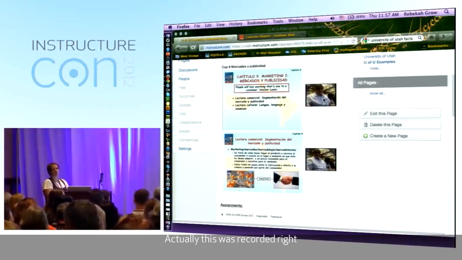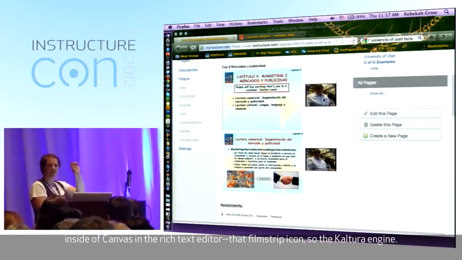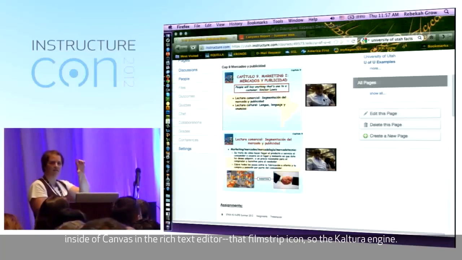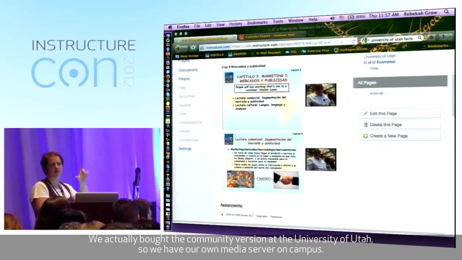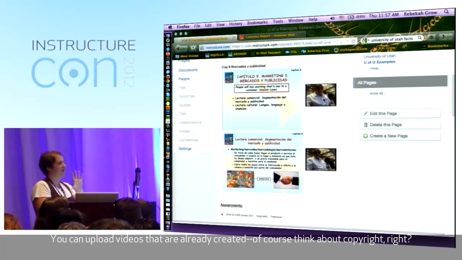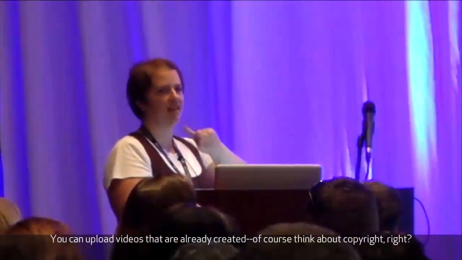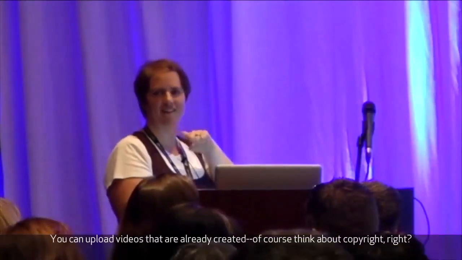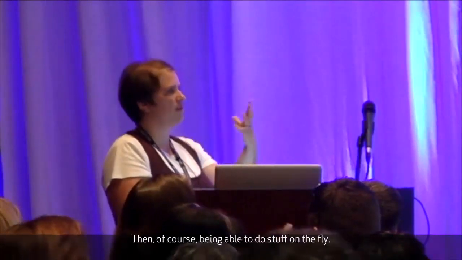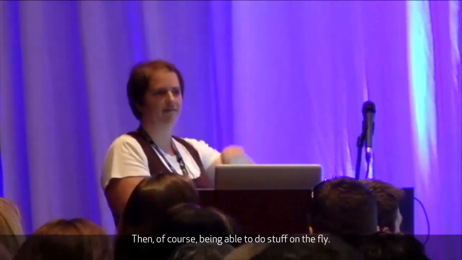Actually, this was recorded right inside of Canvas in the rich text editor, that film strip icon, so the Kaltura engine. We actually bought the community version at the University of Utah, so we have our own media server on campus. And you can upload videos that are already created. Of course, think about copyright, right? And then, of course, being able to do stuff on the fly.